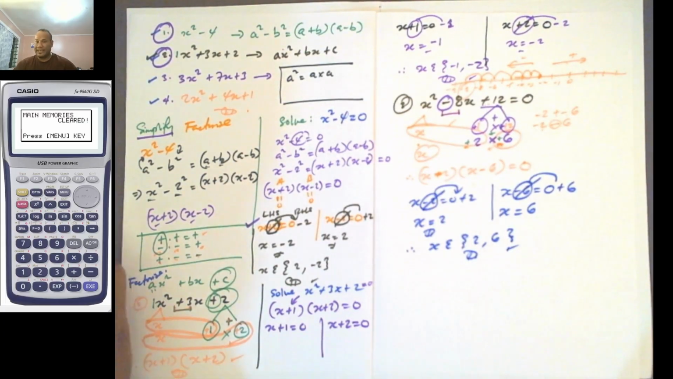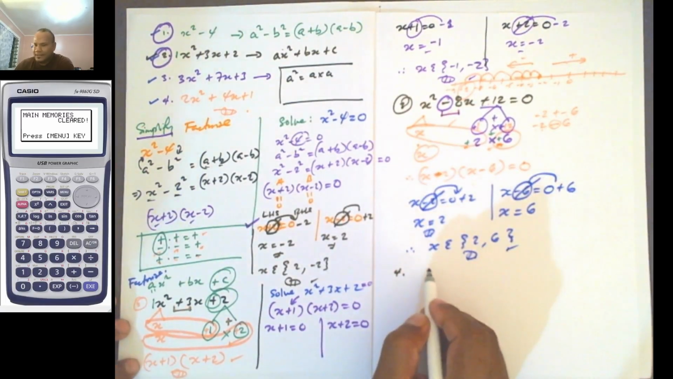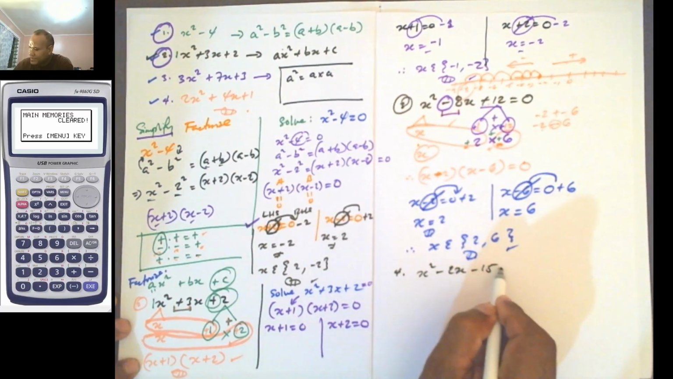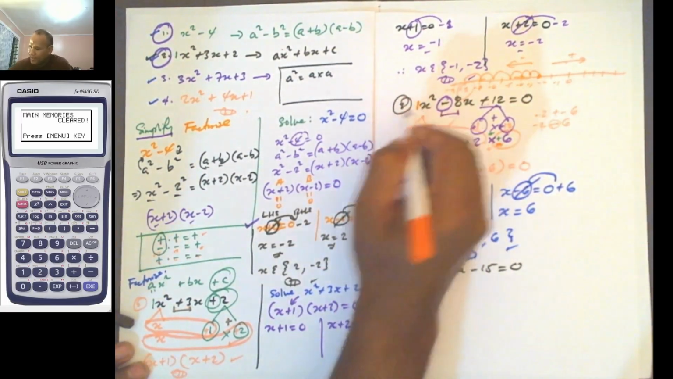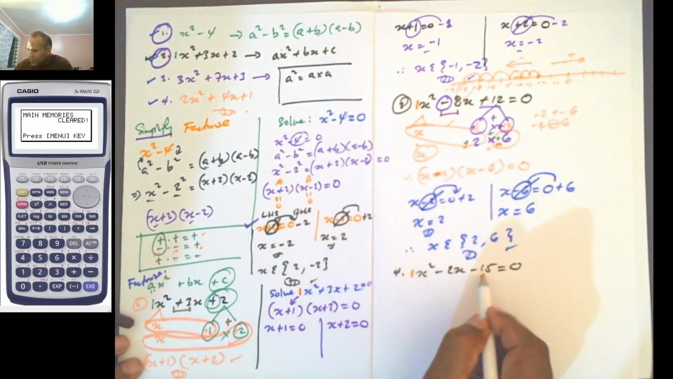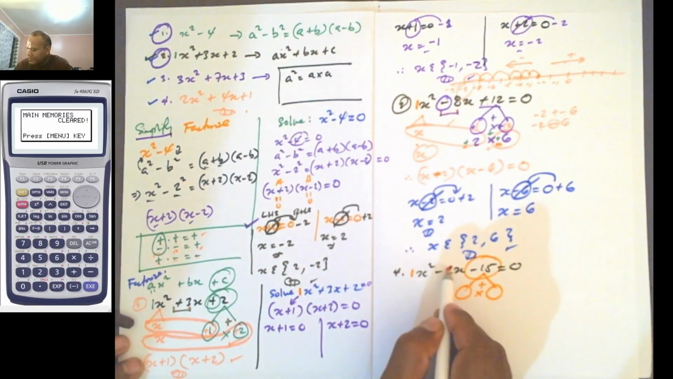Let's look at the last example. This time around, we are going to solve x squared minus 2x minus 15 equal to 0. The concept is the same. In factorizing these equations, as long as the coefficient is 1, we look at two values to multiply to give me negative 15 and to add to give me negative 2.